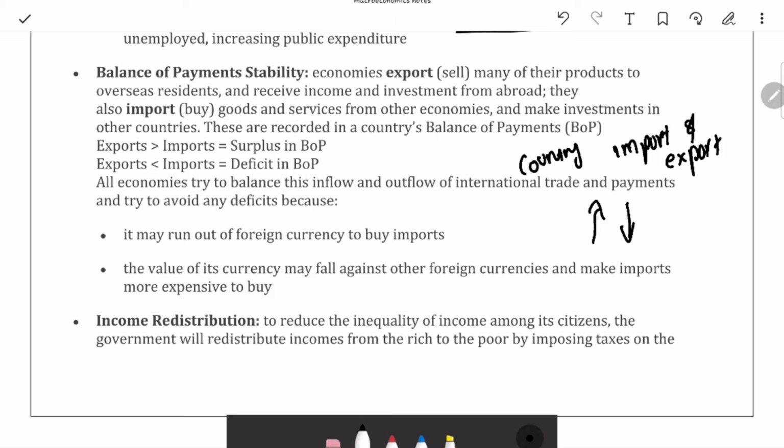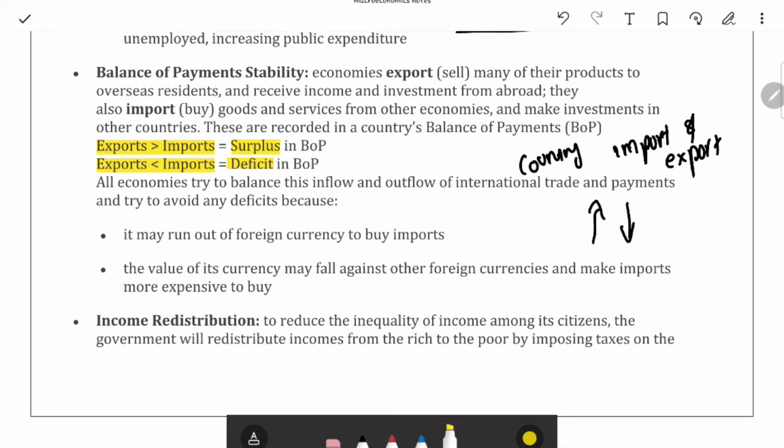Okay, so economies would sell their products to other people overseas and would buy from other people. So that's what we call imports and exports. But here's where the problem comes. When the exports, as you can see right here, are greater than the imports, we have something called the surplus in BOP. But when the exports are less than the imports, we have a deficit.